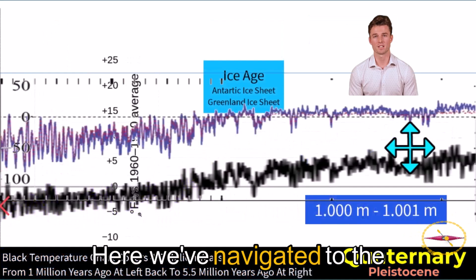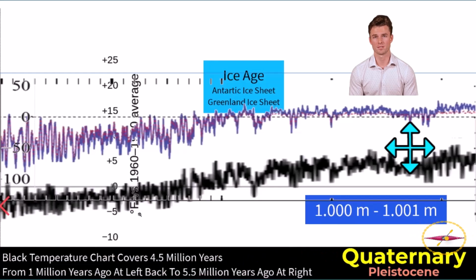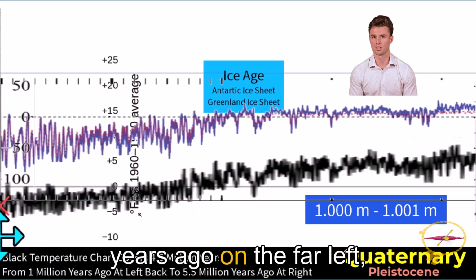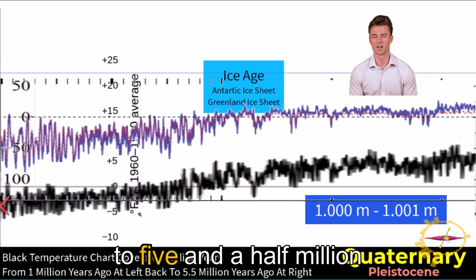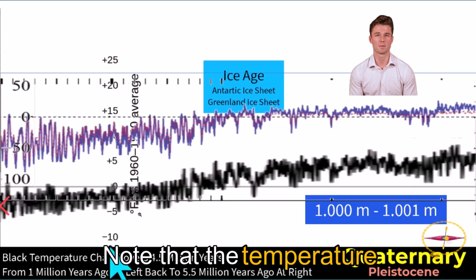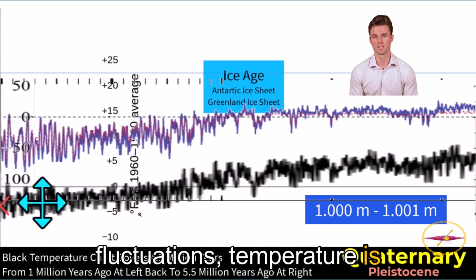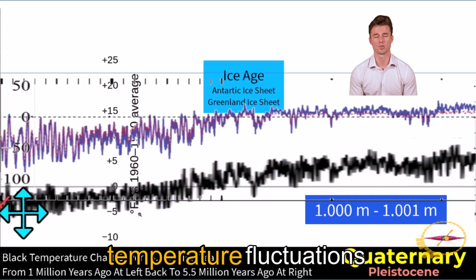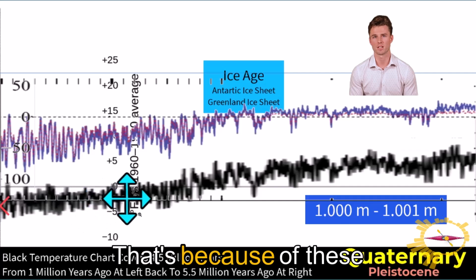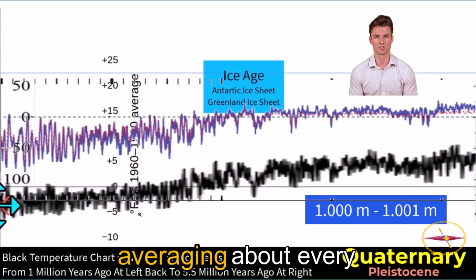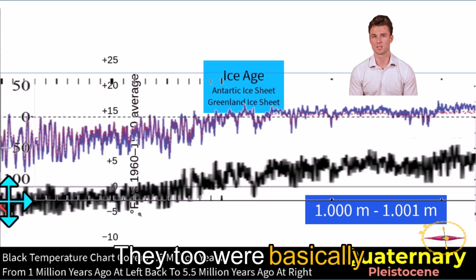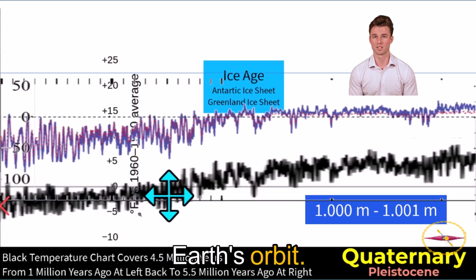Here we've navigated to the third panel in our project. This panel covers a period of time from 1 million years ago on the far left to 5.5 million years ago on the far right. Note that the temperature fluctuations, temperature is this black graph here, seem to go up and down on a shorter cycle. That's because of these Milankovitch cycles, averaging about every 41,000 years. They too were basically driven by changes in Earth's orbit.